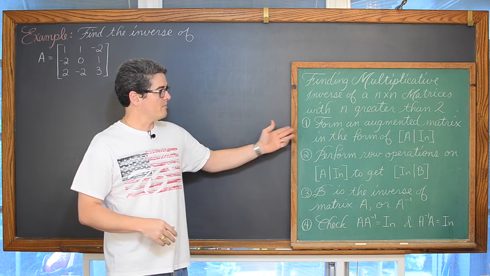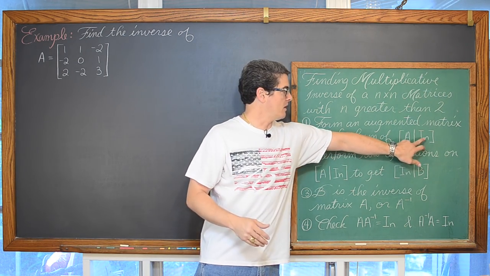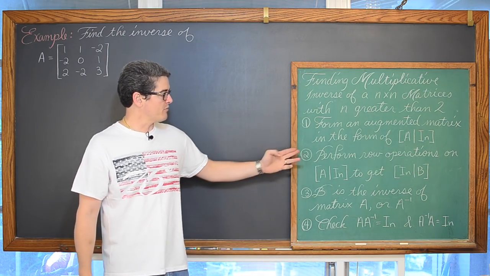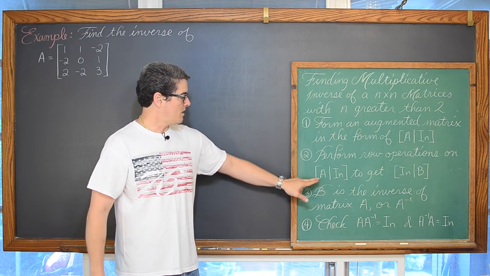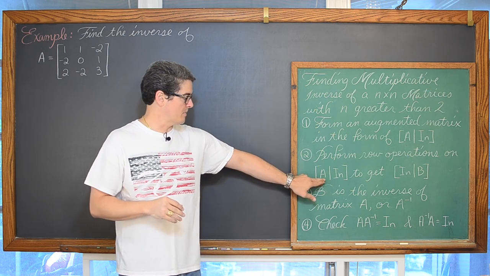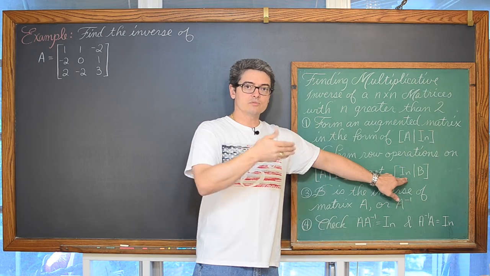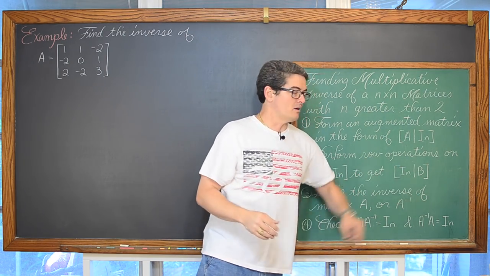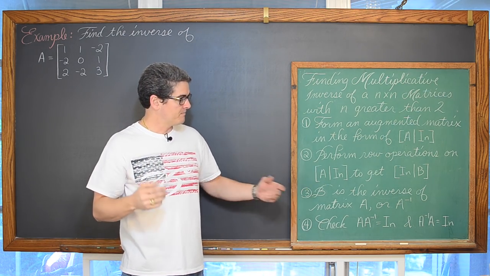So we're going to form an augmented matrix in the form of A, that augmented line, and on the right-hand side, put the identity matrix. And then we're going to perform some row operations, some Gaussian elimination process, if you will, on this augmented matrix, because I want to make the left side of this augmented matrix the identity matrix, with that diagonal of ones and everything else zeros. And what is on the right-hand side of that augmented matrix is hopefully going to be the inverse.